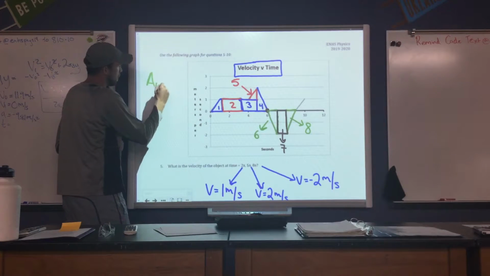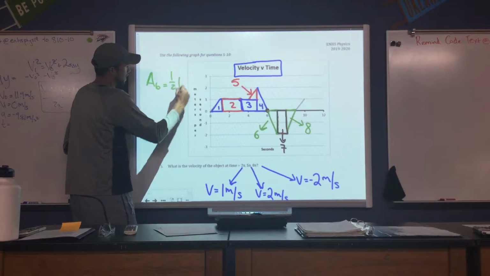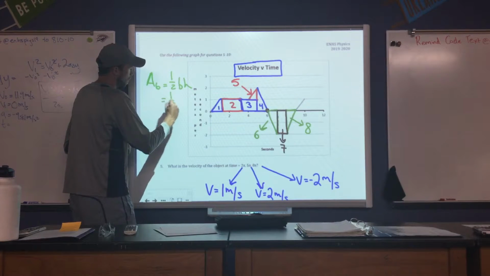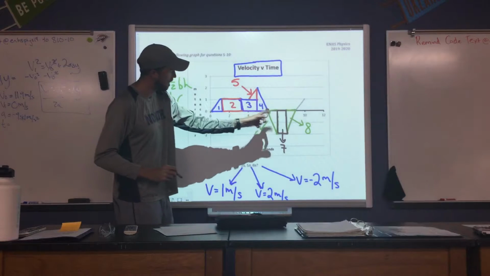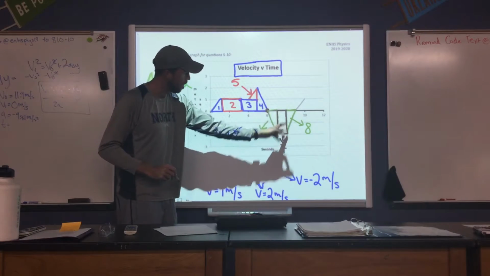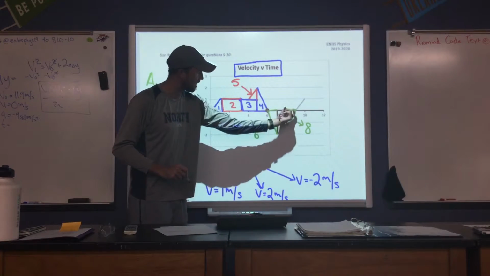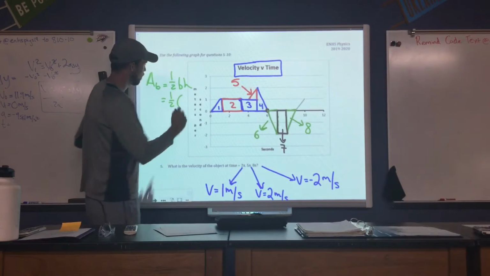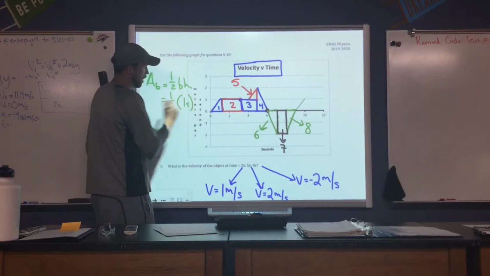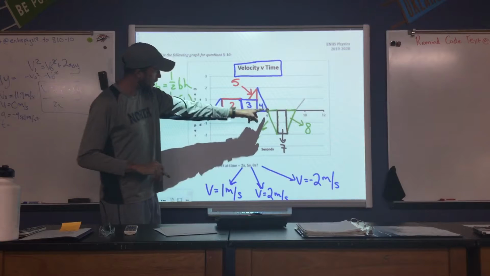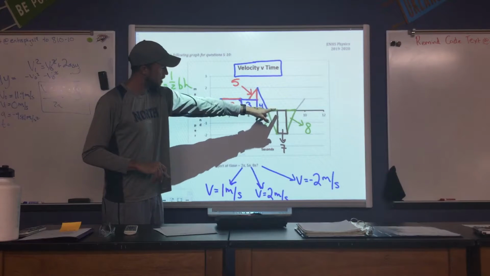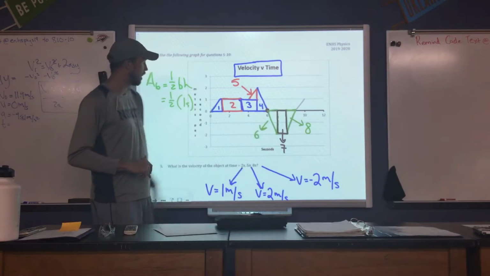So area 6 is a triangle, 1/2 base times height. So 1/2, our base there is just 1 second, whether it's from 6 to 7 or from, looks like 7 to 8, 8 to 9. So a base of 1 second, and here's where we have to be careful. When we start at a height of 0, we go down to -2.